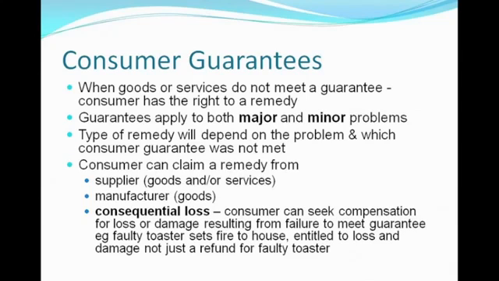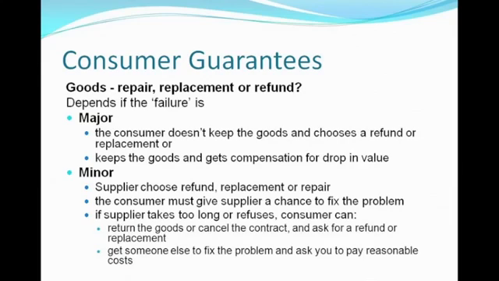So on the question of these consumer guarantees, a lot of people in the consumer space are always mindful of when they can get a repair, a replacement, or a refund. If you've breached a consumer guarantee, it depends on whether the failure is major or minor. If it's major, for goods, the consumer doesn't keep the goods and chooses a refund or replacement, or keeps the goods and gets compensation for the drop in value. If it's minor, then the supplier chooses whether to give a refund, replacement, or repair, or to fix the problem.